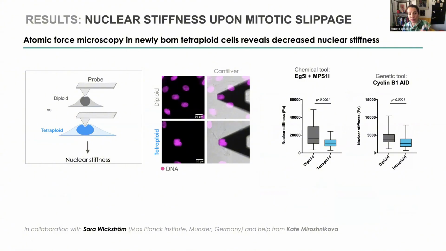During these movies, we also had the impression that the nuclei were actually more soft. And so in collaboration with Sarah Wickstrom and using atomic force microscopy, nuclear stiffness was measured. And you can see that there are differences, independent of the cell line used, that show that tetraploid nuclei are actually softer than diploid nuclei.